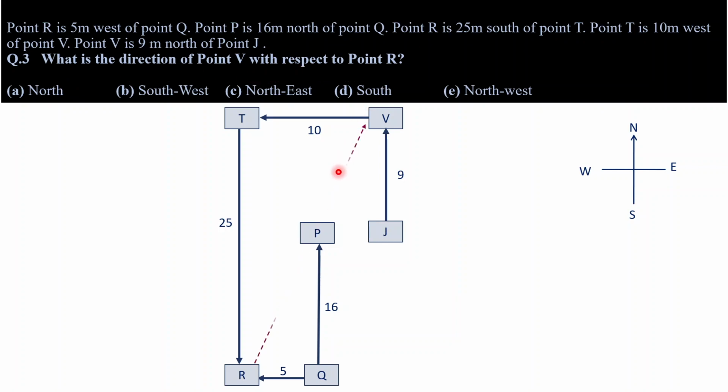So you have to find out the direction of point V with respect to point R. So as you can see, this arrow points towards northeast. I'm highlighting here in this map. So it is pointing towards northeast. So we got our answer as option number C, which is northeast.